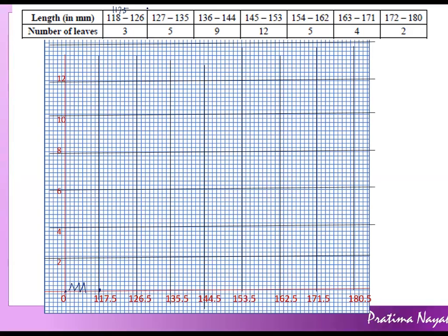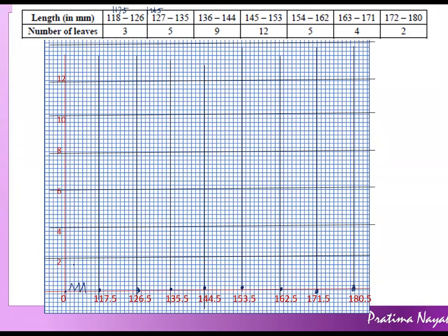117.5. Then your 126.5. Next is your 135.5. Next 144.5, 153.5, 162.5, 171.5, then 180.5. You can pause the video. You can draw yourself, take a graph paper.